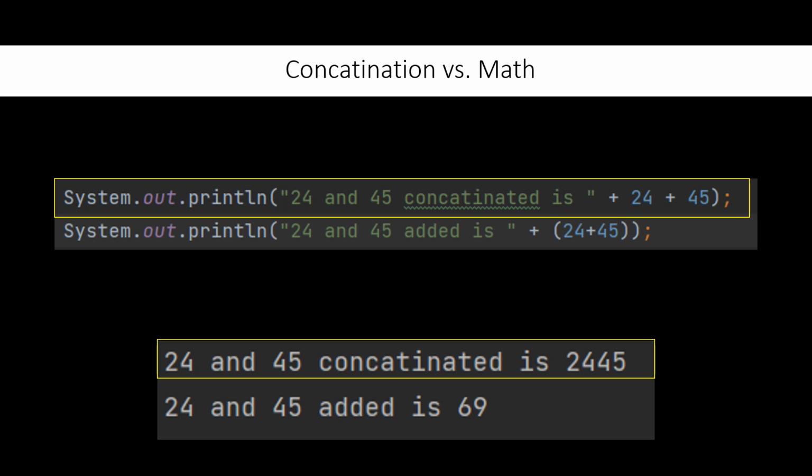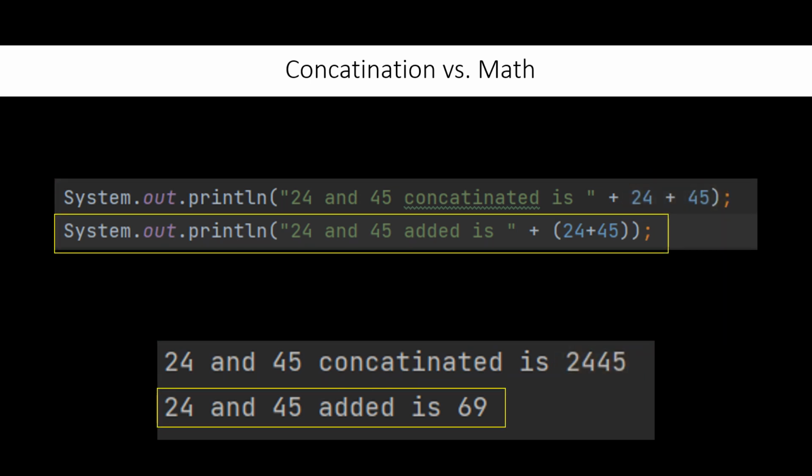So, where we have 24 and 45 concatenated, which meshes 2 numbers together, you get 2445. The second line in the equation, you have a string followed by an equation. Thus, Java reads this and performs the operation. So we get 24 and 45 added together is 69.